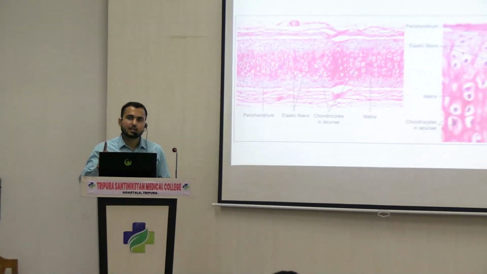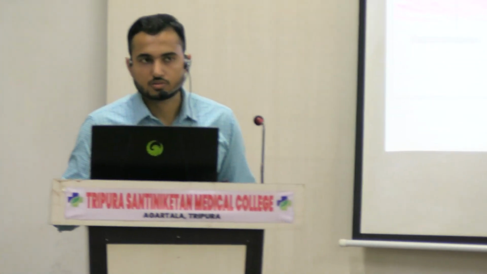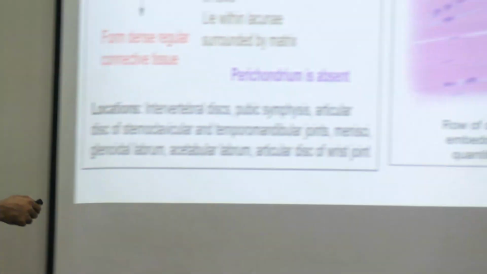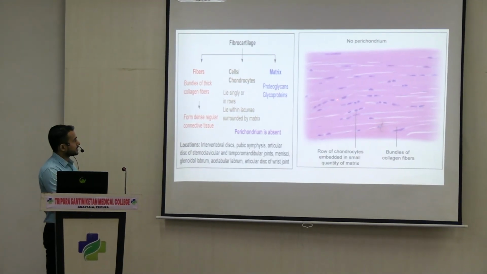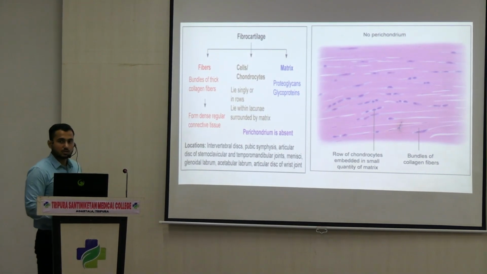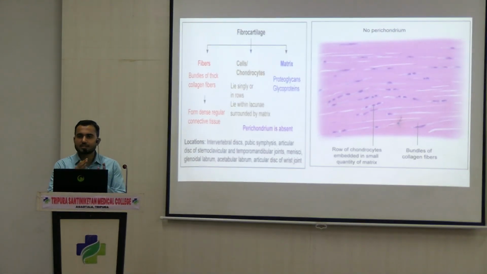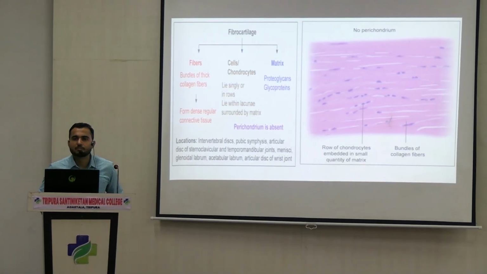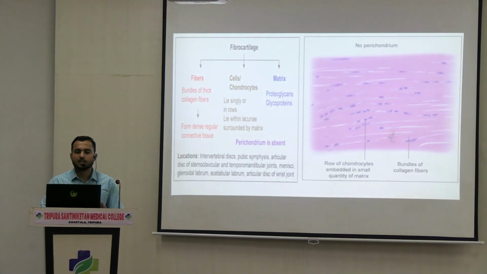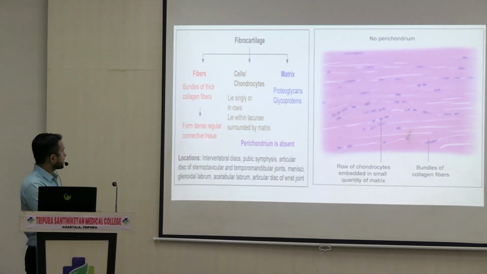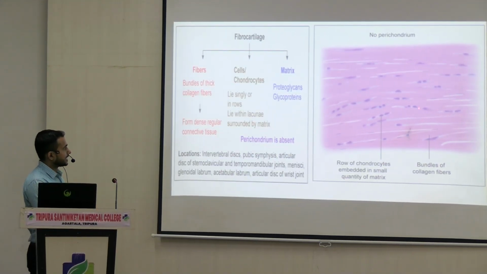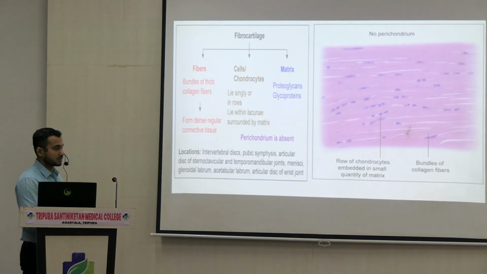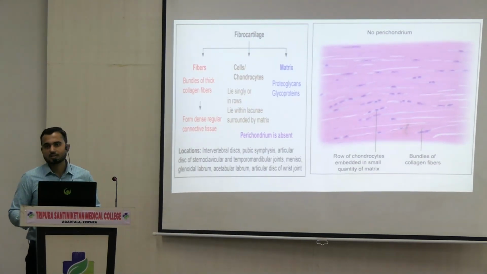In fibrocartilage there is one difference: perichondrium is absent. Perichondrium is not present in case of fibrocartilage. Here you can see no perichondrium is present. And if you see the cells, chondrocytes, they are present in rows like this. Very small amount of extracellular matrix is present. Mostly they are covered by collagen fibers. As you can see, bundles of thick collagen fibers are there, and in between them, the rows of chondrocytes are present. Matrix is present, but the amount is very less.